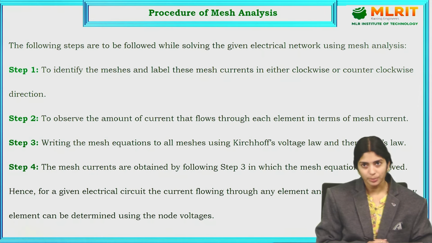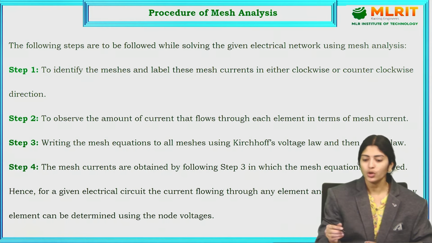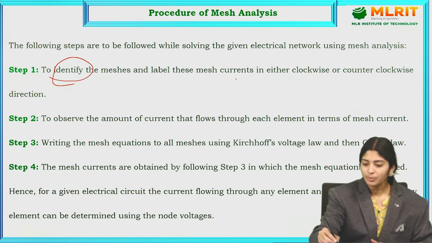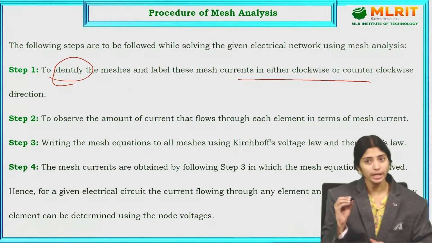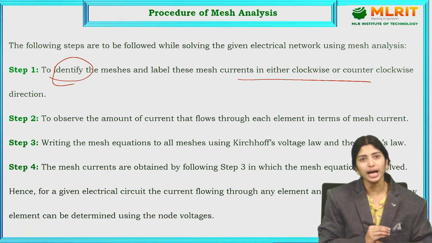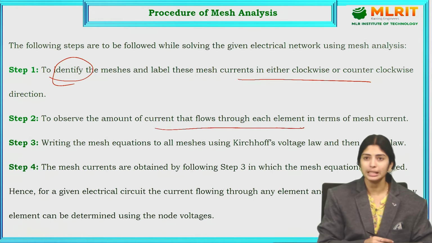Now let us see the procedure of mesh analysis. The stepwise procedure is given here. First, we have to identify the meshes and label them either in the clockwise direction or the anti-clockwise direction. Initially, identification is very important, meaning whether we are considering the currents in the clockwise or the anti-clockwise direction. Next, we have to observe the amount of current flowing through each element in terms of the mesh current.